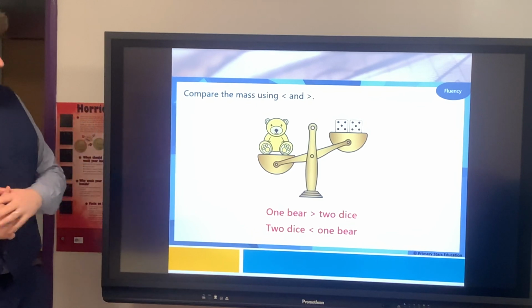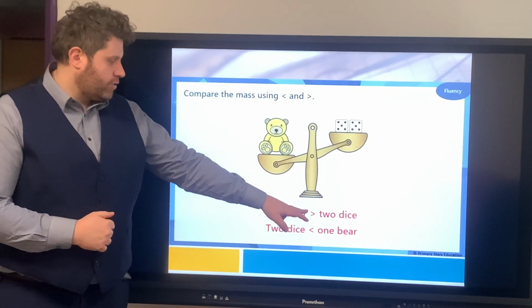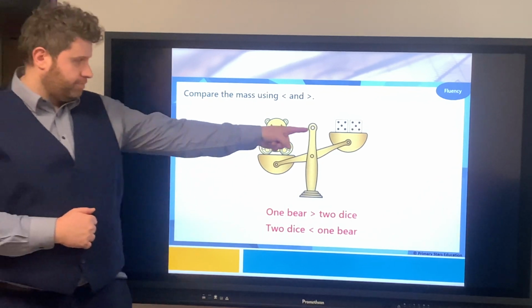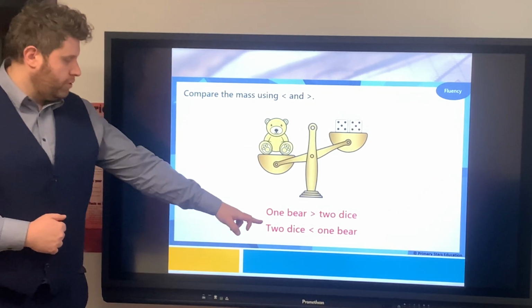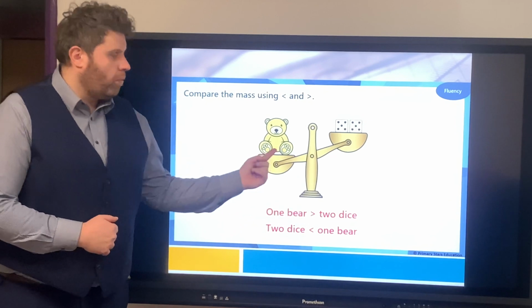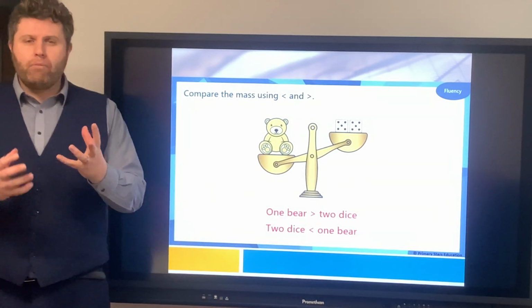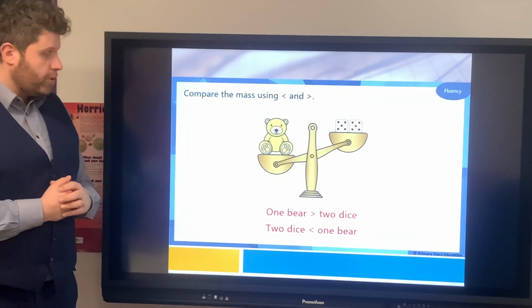Okay, let's have a look. One bear is greater than 2 dice. So one bear has a greater mass than 2 dice. 2 dice are less than 1 bear. And we can see that in our diagram there. And we saw that when we had the scales out. Great work, boys and girls.